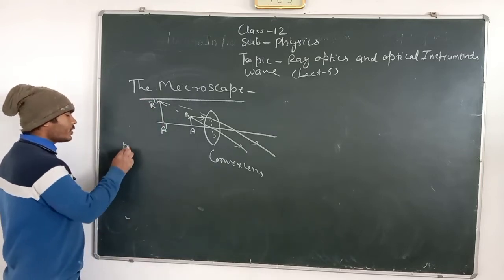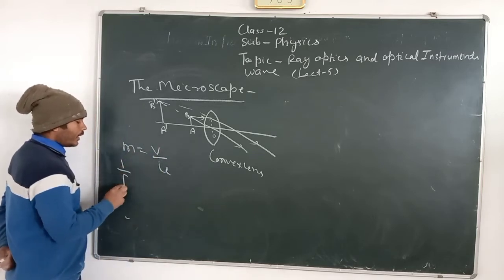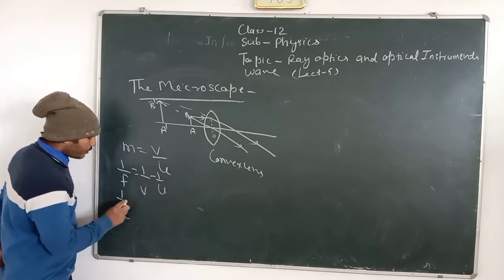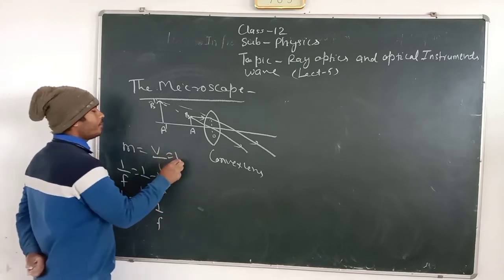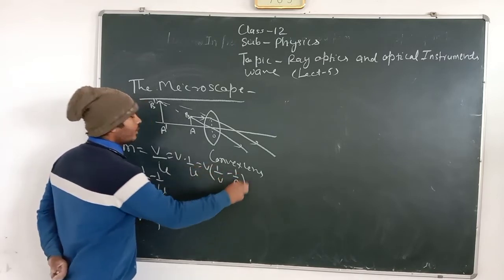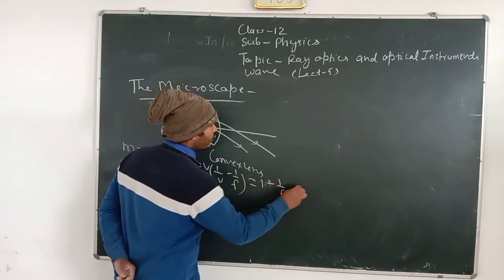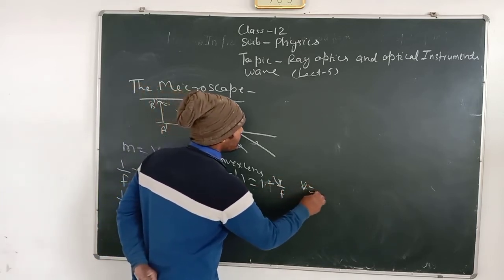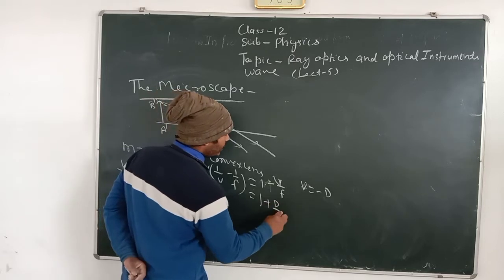So what is magnification, my dear students? We know that magnification is V upon U. We know that the lens formula is 1 upon F is equal to 1 upon V minus 1 upon U. So what will be 1 upon U? 1 upon U will be equal to 1 upon V minus 1 upon F. So I am keeping here the value of 1 upon U, so we get V into (1 upon V minus 1 upon F). This becomes 1 minus V upon F. V is equal to minus D, the very near point. So this becomes 1 plus D upon F.